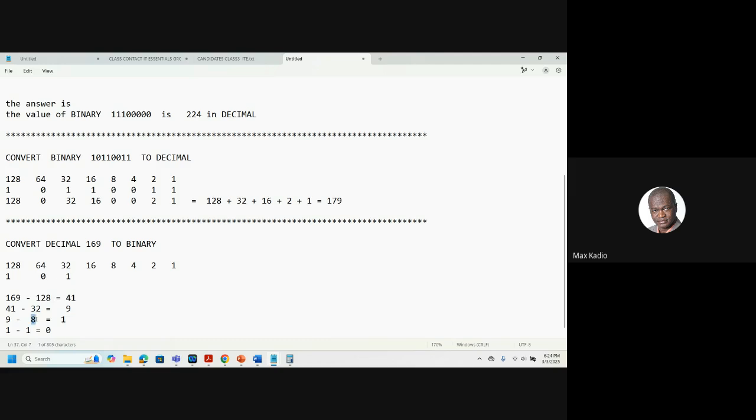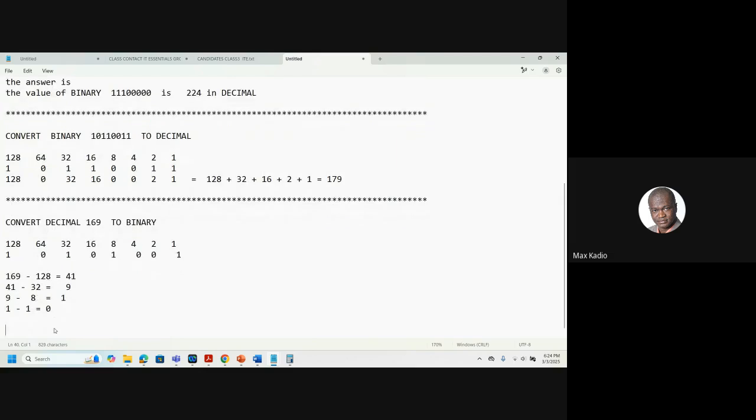I took 8, so I didn't take 16, I put 0. And I took 8, so I put 1 under 8. And here I took 1, so I didn't take 4, I put 0. I didn't take 2, I put 0. And because I took 1, I put 1 here. You see? And this is the value.